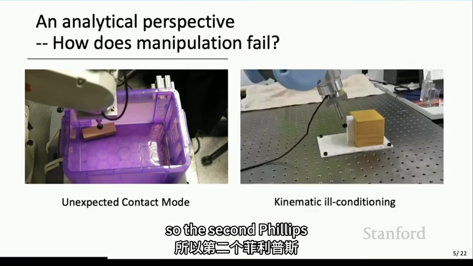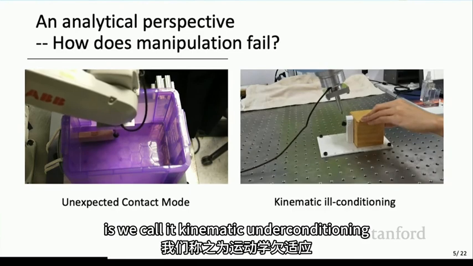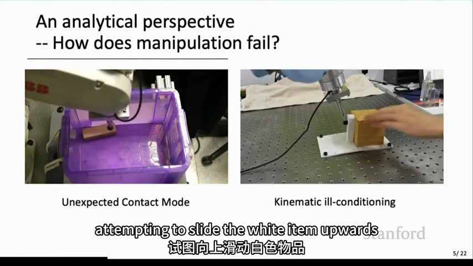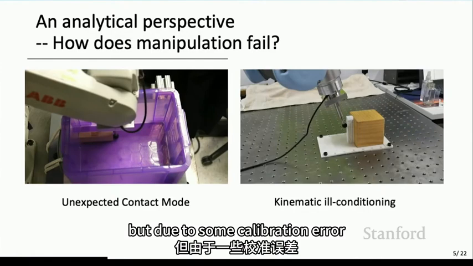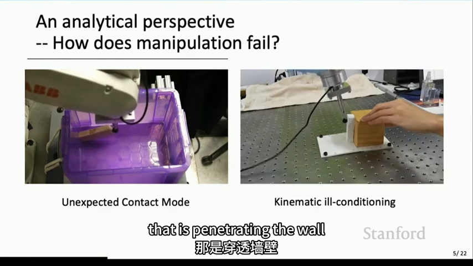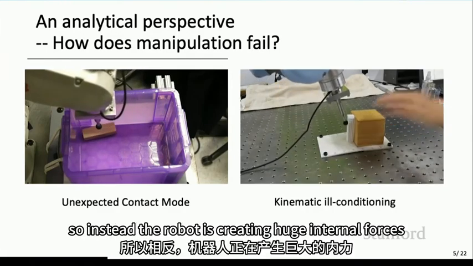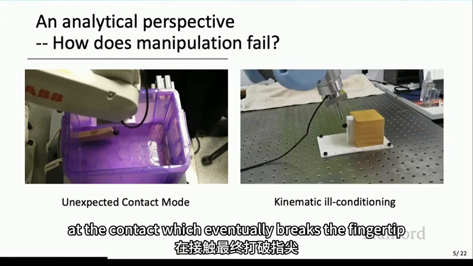So the second failure case is, we call it kinematic ill conditioning. Let me explain with this example. Here, this robot is attempting to slide the white item upwards, lift it up, but due to some calibration error, its velocity is wrong. Its velocity has a component that is penetrating the wall. So instead, the robot is creating huge internal forces at the contact, which eventually breaks the fingertip.